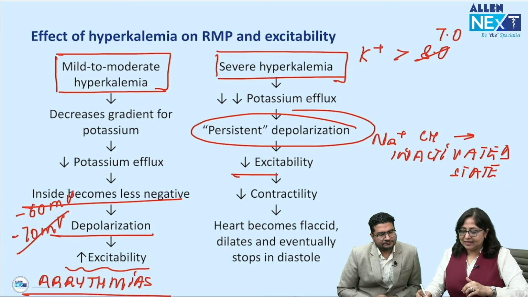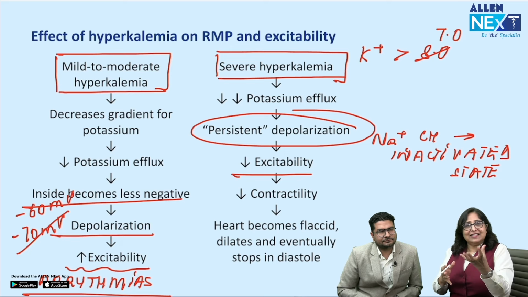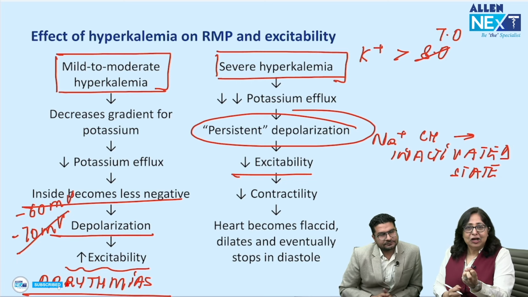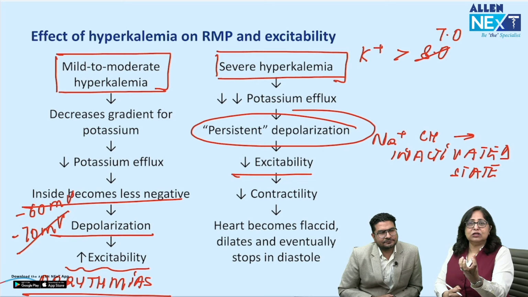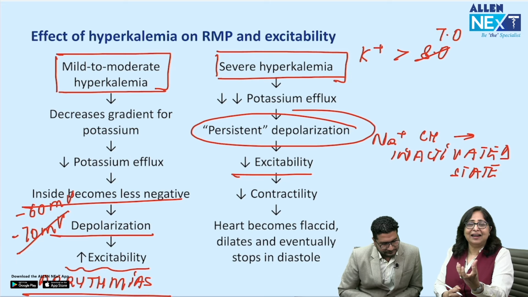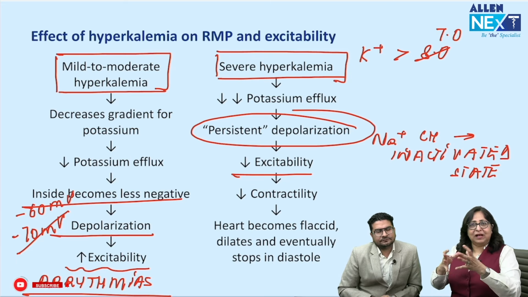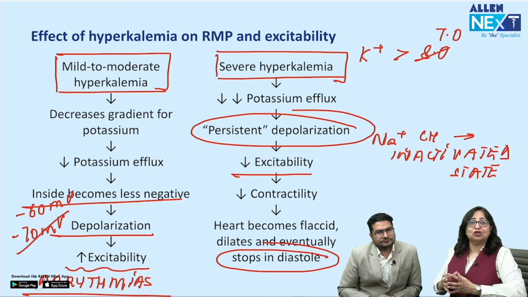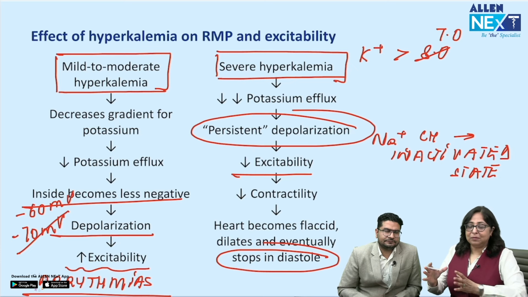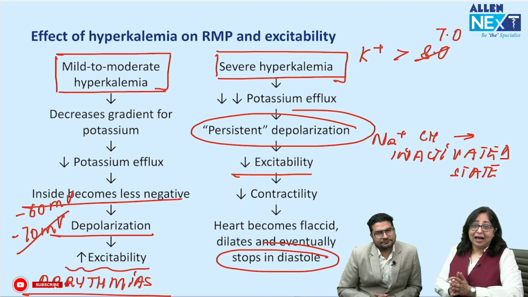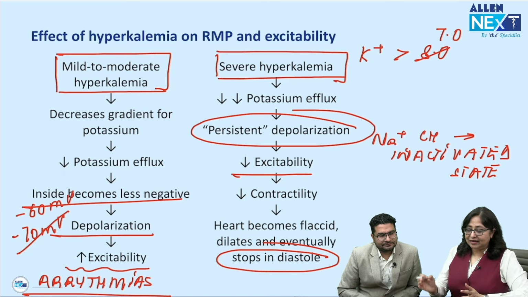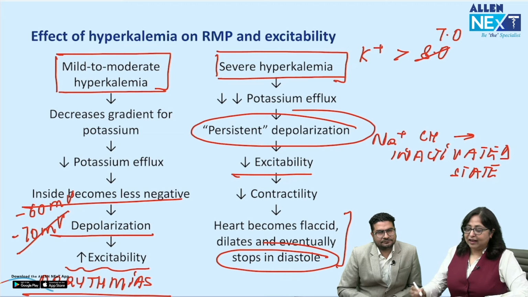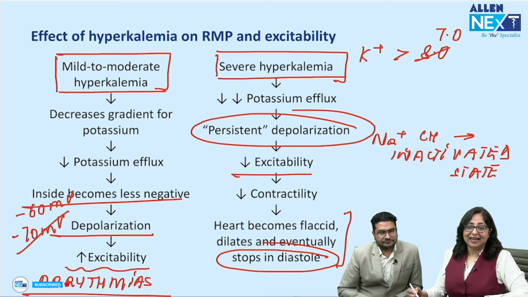So in fact, there is a decreased excitability, and if you look at the heart, reduced excitability means reduced contractility. So what happens to the heart? The systoles of the heart start becoming weaker and weaker, and the heart tends to become flaccid and dilate, and eventually stops in diastole. That is what makes hyperkalemia so dangerous, and that's exactly what sir told you, that the important thing is to treat it early and treat it properly. There is an eventual risk of the heart stopping in diastole.